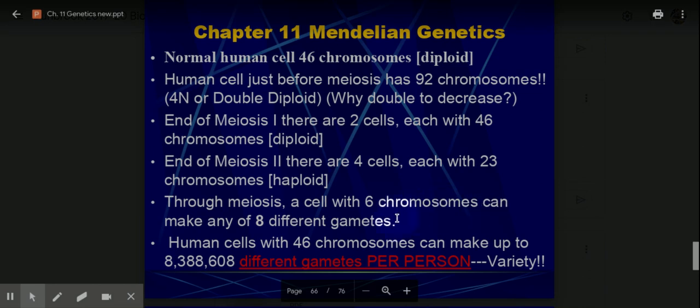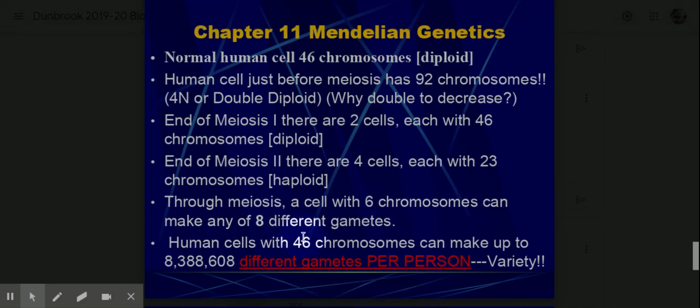But going back to the human example, human cells with 46 chromosomes, any one person can make 8,388,000 and so different sperm or egg cells. Lots of variety. That does not include crossing over. When you talk about crossing over and the chromosomes are able to switch pieces with each other, that takes that 8 million number pretty much to infinity. So that is why you will never see brothers and sisters that are identical, except for in the case of identical twins, and that's because those only come from one sperm and one egg to start with. So you can see this whole sexual reproduction thing, even without crossing over, it gives us huge amounts of variety. Add in crossing over, and the variety goes through the roof.